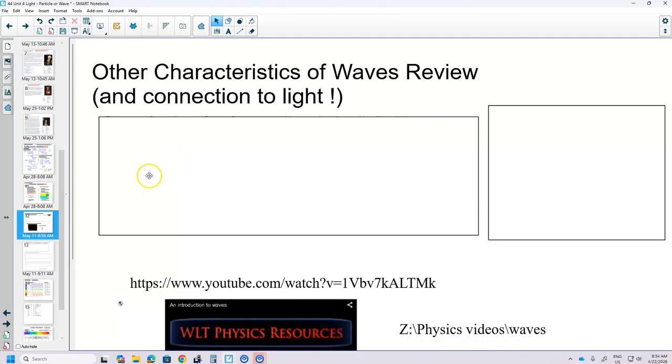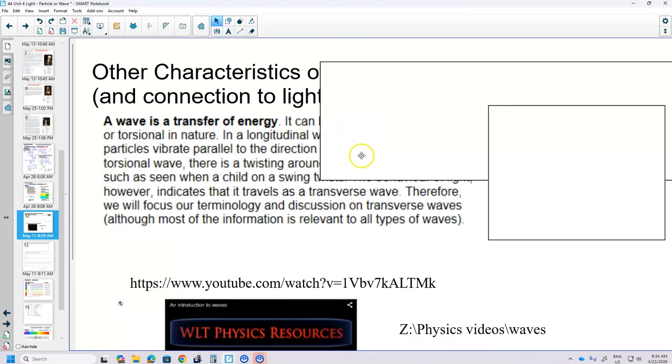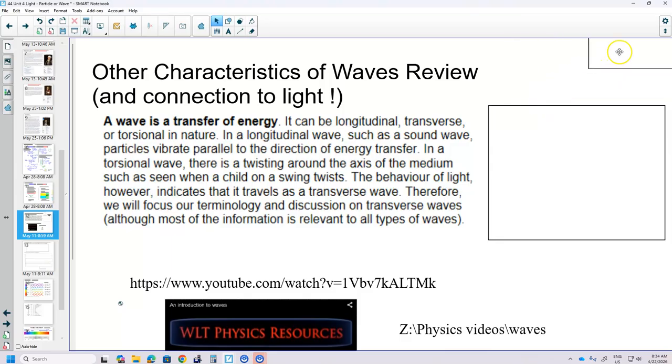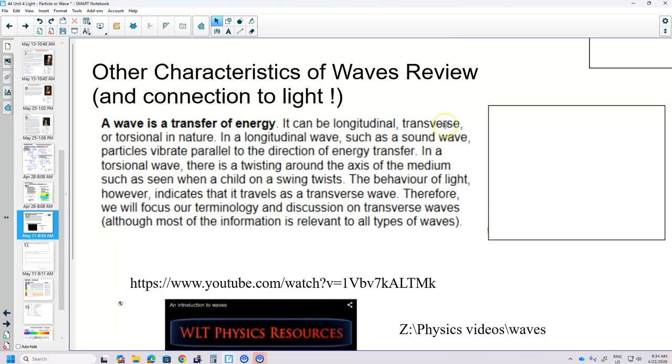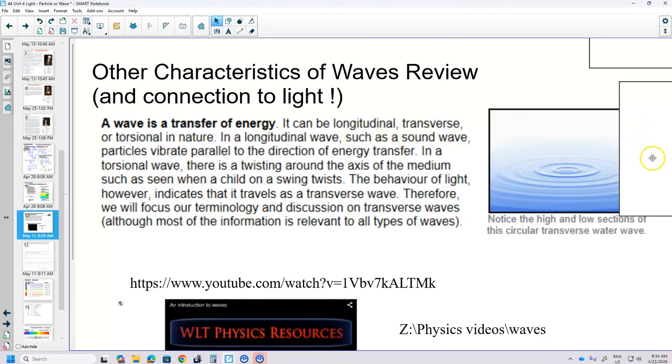Other characteristics of waves review in connection to light. So waves from grade 11, they're a transfer of energy, right? They can be longitudinal or transverse. So longitudinal would mean if the wave is traveling, let's say left to right, then the vibration of the particles are left-right as well. So that's a compression wave, like a sound wave. And transverse would be if the wave's going to the right, the particles would be going up and down. That's like a water wave.